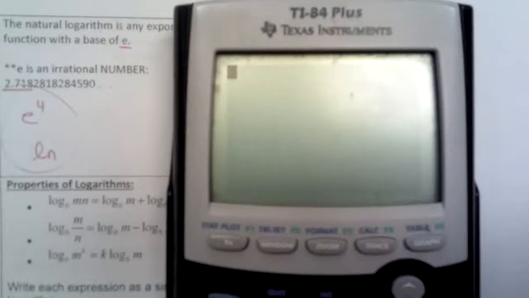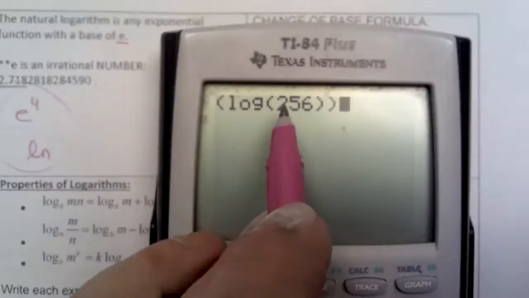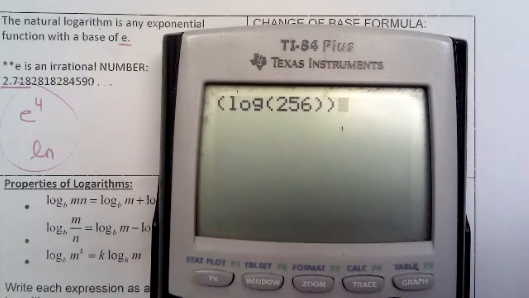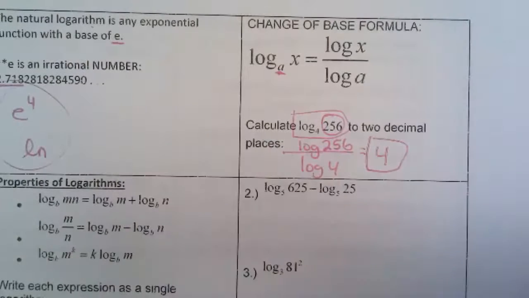So I'm going to put a parenthesis and do log of that 256, I think that was the number, yep, and 2 parentheses because I have that log. Then I'm going to divide it by log of 4. And I get 4. So my answer here would be 4.